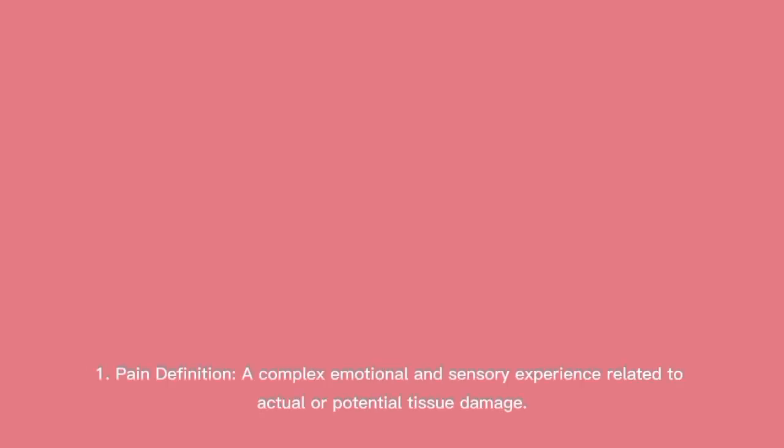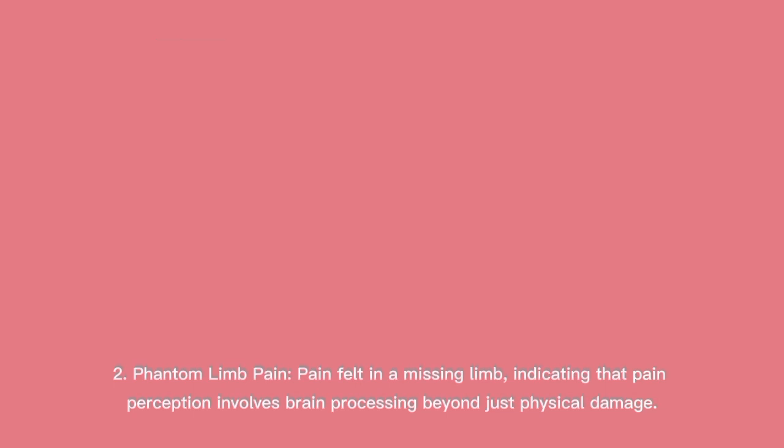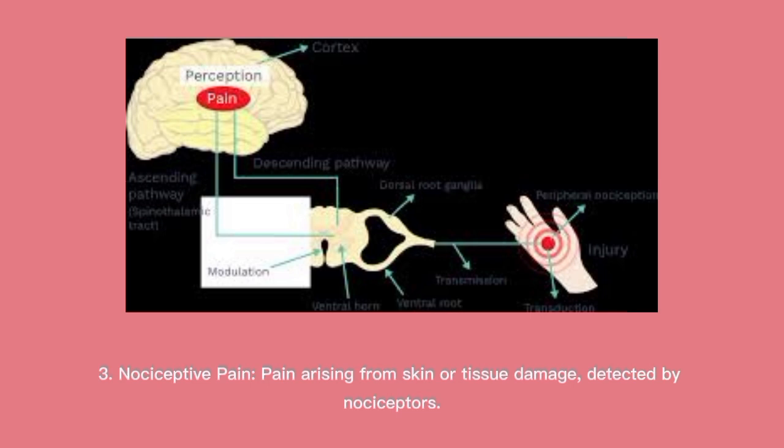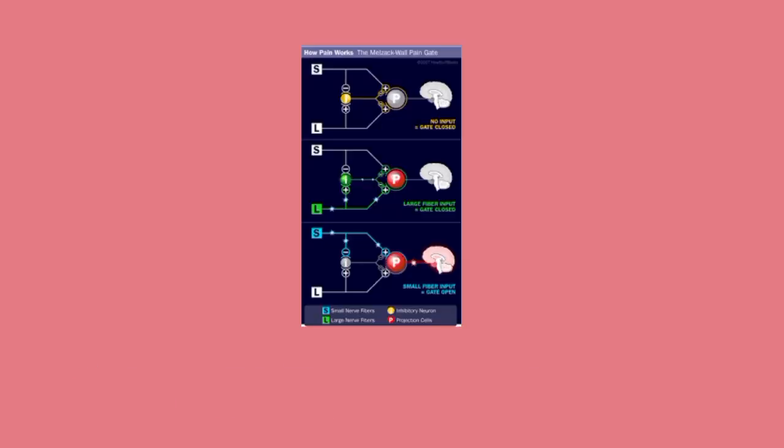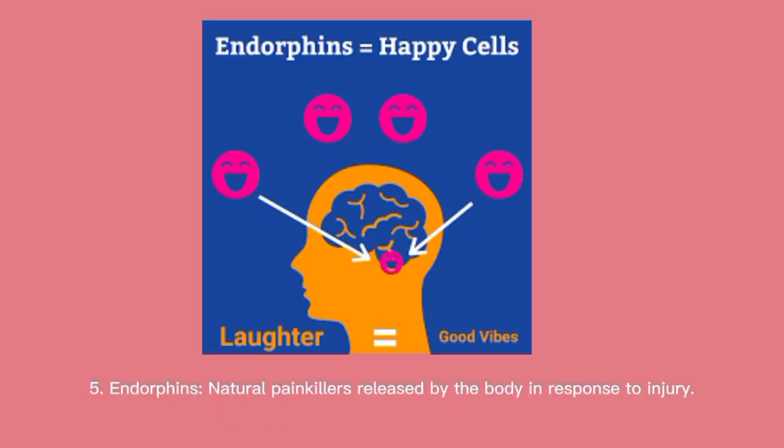Pain. 1. Pain definition. A complex emotional and sensory experience related to actual or potential tissue damage. 2. Phantom limb pain. Pain felt in a missing limb, indicating that pain perception involves brain processing beyond just physical damage. 3. Nociceptive pain. Pain arising from skin or tissue damage, detected by nociceptors. 4. Gate control theory suggests that the spinal cord regulates pain perception through a gate that can block or allow pain signals. 5. Endorphins. Natural painkillers released by the body in response to injury.